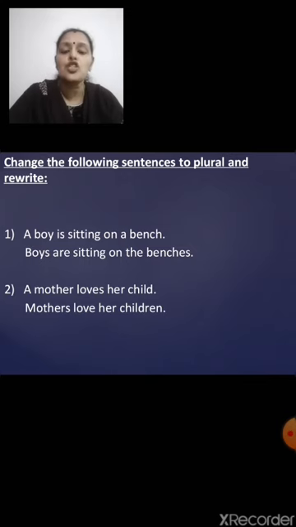Loves her child. What is the plural of child? Children. Child is children. So, mothers love her children. Yes, children? Understood?